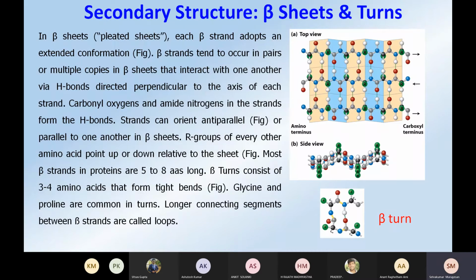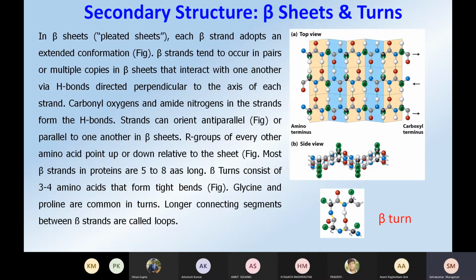Now you see the secondary structures. How the beta sheet forms: in a beta sheet, each strand adopts an extended conformation, and they tend to occur in pairs or multiple copies. Of course, it depends on the water or how we are processing those proteins.